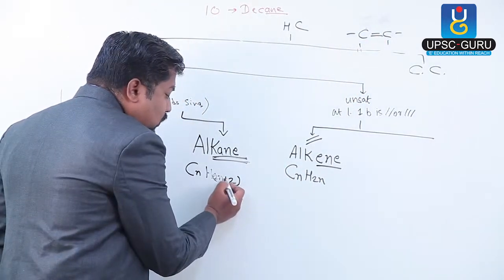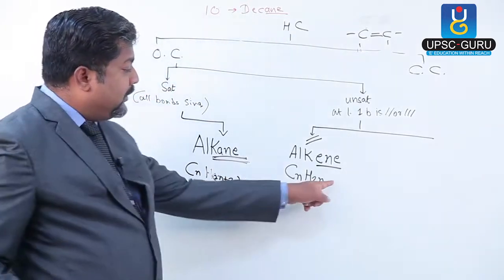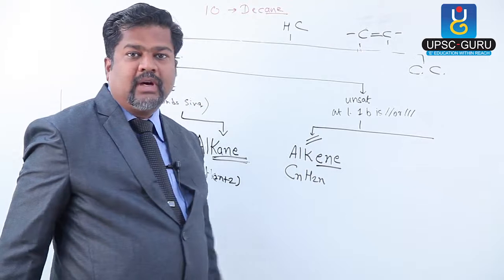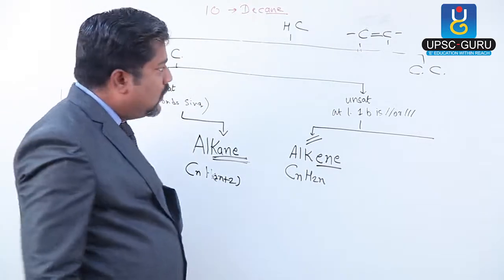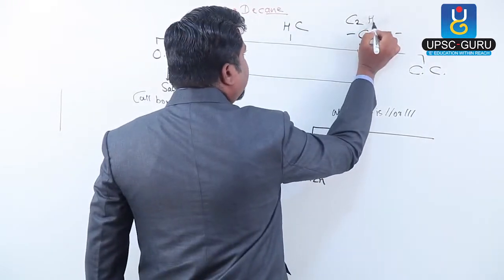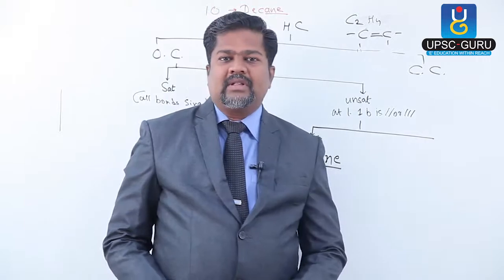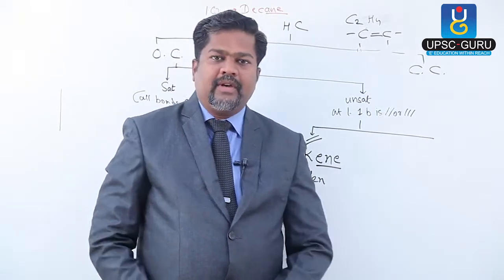So whatever plus 2, we are writing here 2n plus 2, that plus 2 I have to remove here. Then this is the formula of alkene. So suppose C2, like that in this case, then H should be 4. So 1, 2, 3, 4. Like that, compounds are here. So you are now aware of alkene.